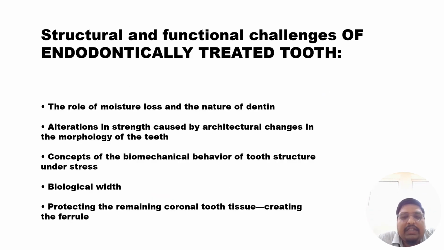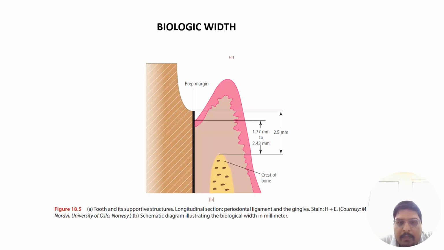Coming to structural and functional challenges of endodontically treated tooth, the role of moisture loss and nature of dentin we have to determine, followed by alteration in the strength caused by the architectural changes in morphology of the teeth, concepts of biomechanical behavior of tooth structure under stress, biological width, protecting the remaining coronal tooth tissue, creating the ferrule.